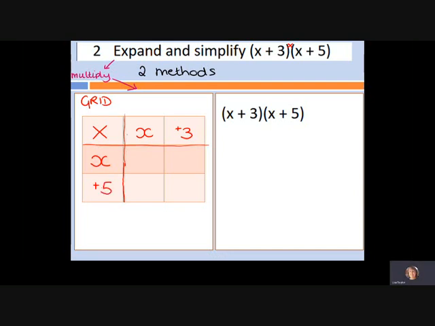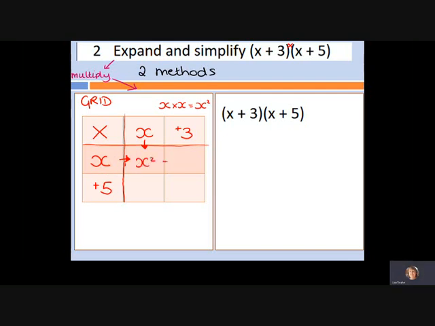Right, so what we will now do is we will multiply the row and the column. So if you go across from here and down from here, so that indicates that we're going to multiply the x and the x together. Just a reminder that x times x is x squared. If that's something you still struggle to remember, you need to focus on your indices law, and that will help your algebra skills. So x times x is x squared.